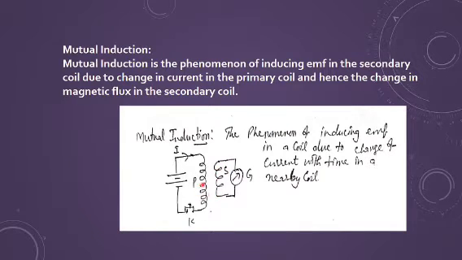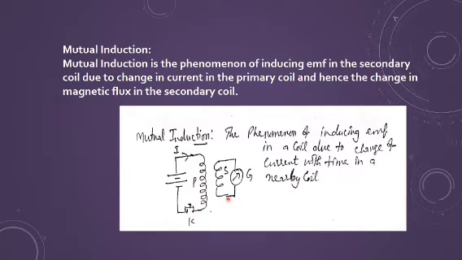So I have written the first coil as the primary coil, P for primary, and S for secondary coil, or you may call them the first coil and the second coil. It means that induced EMF is produced in the secondary coil when you allow the current to pass through the primary coil.